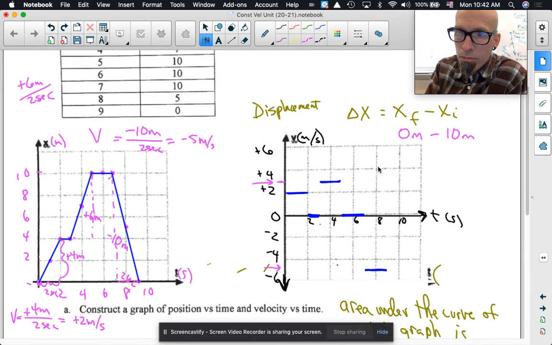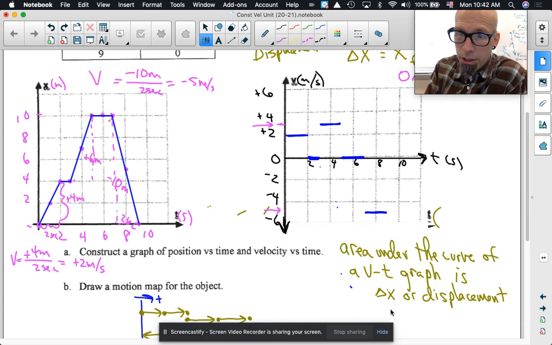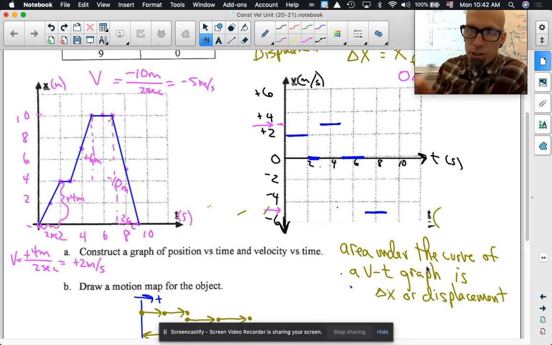Now, I'm going to tell you this right here. You better write that down in your comp books. Area under the curve of a VT graph is delta x, or displacement. This is big. This is big right here. And I'm going to do some work on the graph and show you. I hope you follow along. This is big.